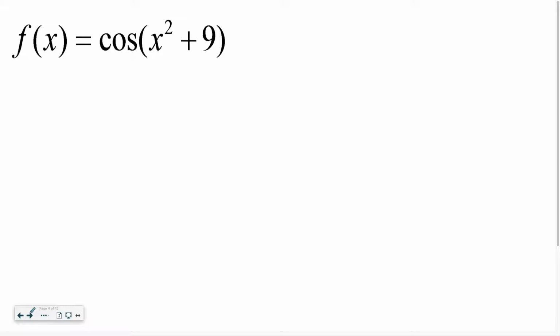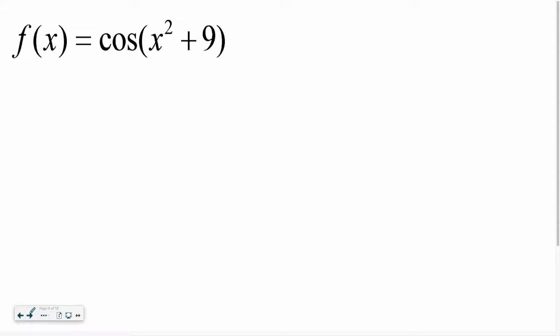Okay? Up until today, this is a problem we would not be able to do. There is no other strategy we can use to take this derivative other than the chain rule. So, do we have a composition of functions? Yes. We have a quadratic inside of cosine.